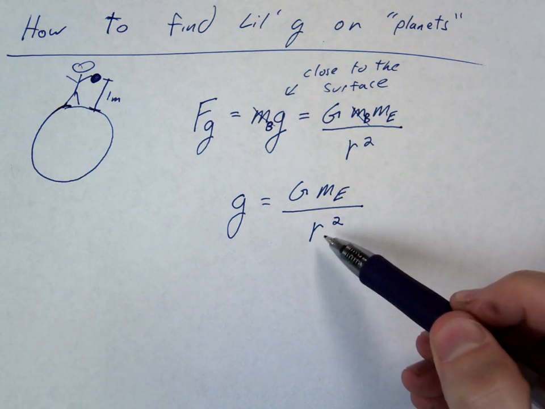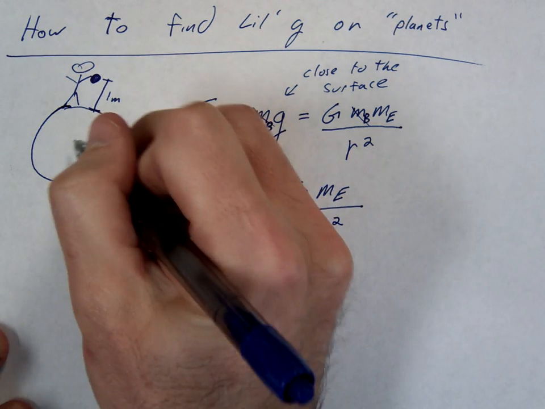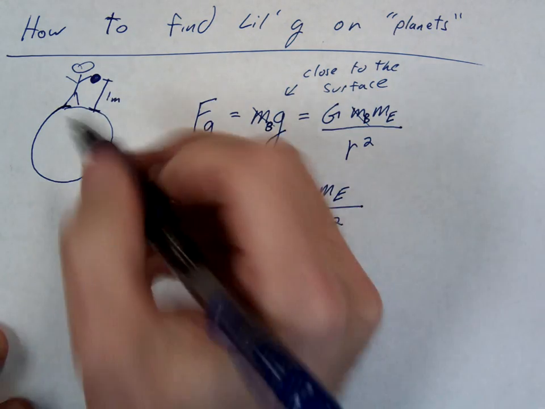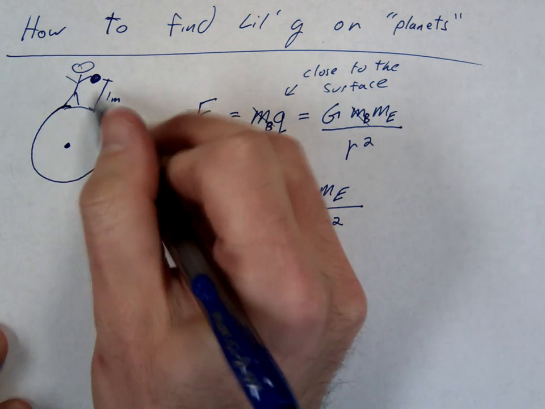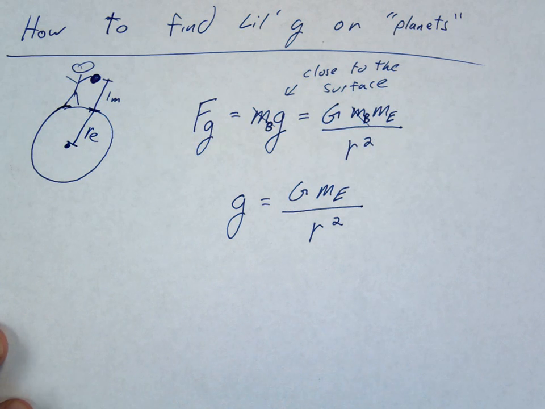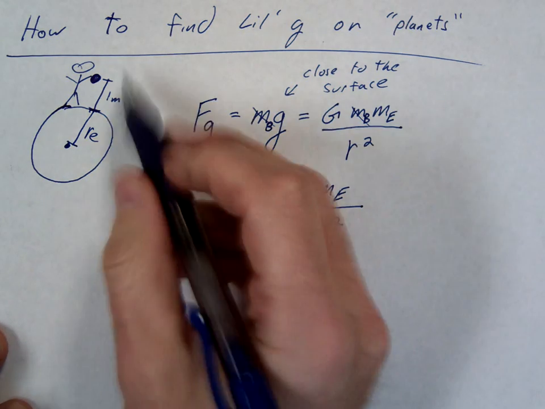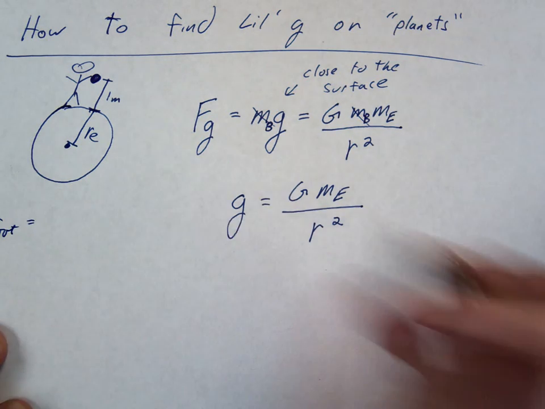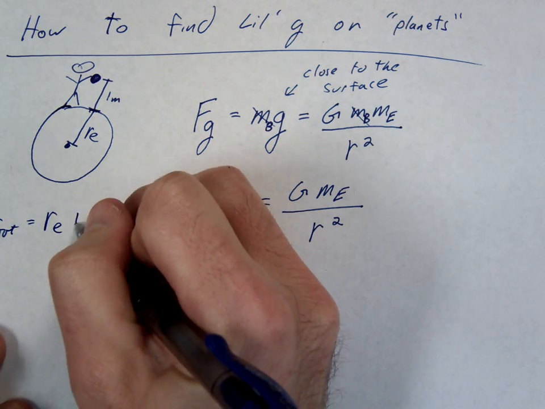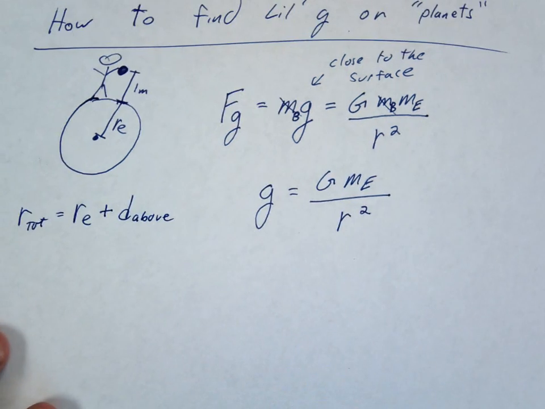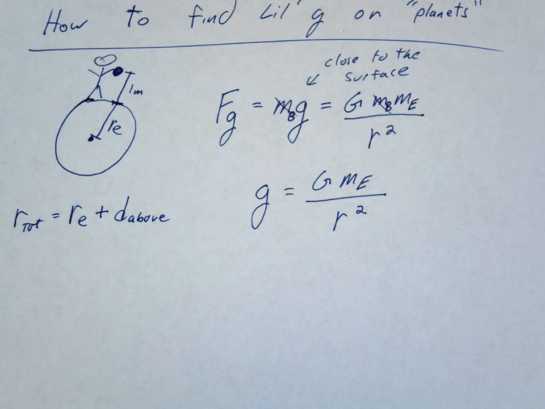And then what does r mean here? So this is not 1 meter, right? What is r defined as? Well, center to center. So we need to know the radius of the Earth. So this r value would actually be, truly speaking, r total. This r total would be the radius of the Earth plus the distance above the surface. Okay, the radius of the Earth plus the distance above the surface.